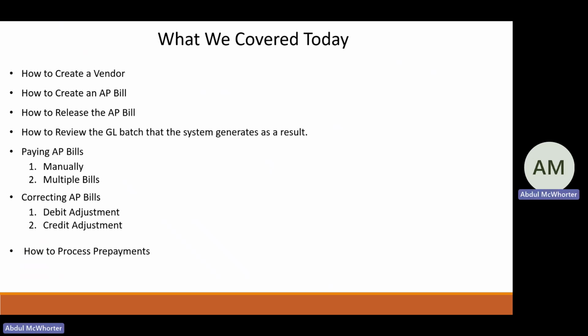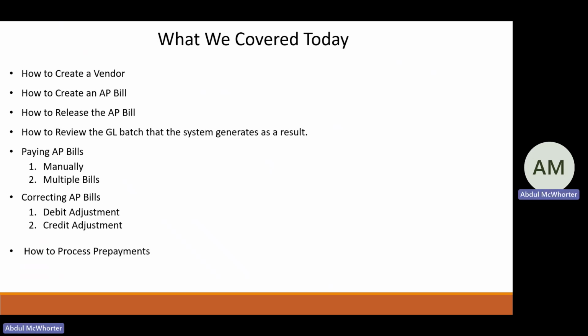We went over how to pay AP bills manually, how to create them manually, or how to pay multiple bills at the same time and create separate checks if need be for vendors that like to pay separately. We then took a look at how to correct AP bills that are in the system, whether that be by creating a debit adjustment, which is a credit memo that we would give to our customer, or a credit adjustment for us that would be a debit memo that was received from one of our vendors.